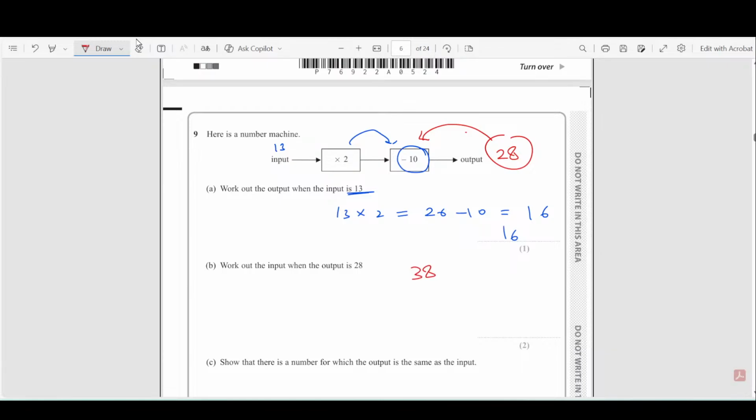When this type of question is given, where the answer is given and you have to find the question, like the output is 28 and you have to find the input, we do the opposite operation. Minus 10 means we need to do plus 10. 28 plus 10, we got 38. Then the opposite of times 2 is divided by 2, sorry. So we divide 38 by 2, and we get 19. And that's our answer. We can even check: 19 times 2 minus 10 gives us 28. Okay.